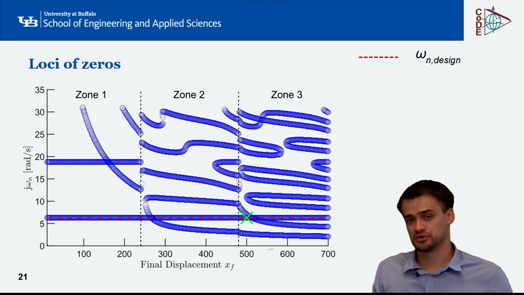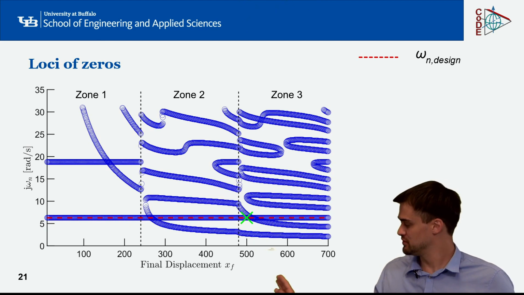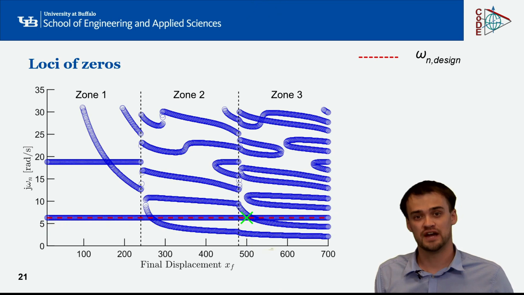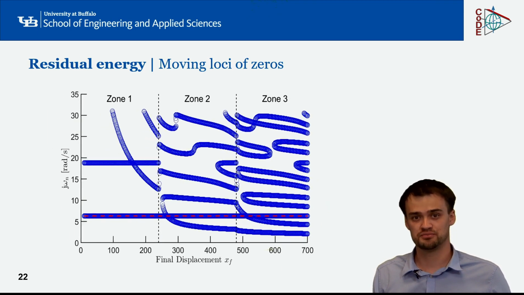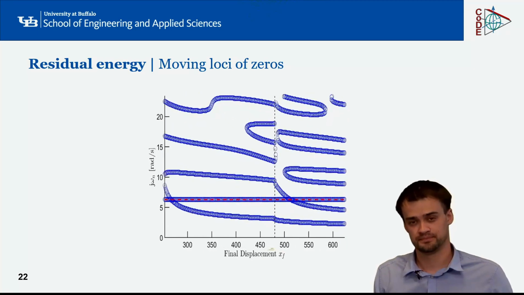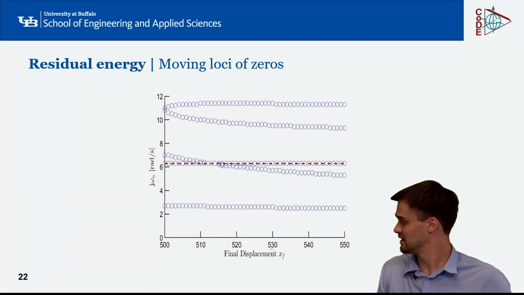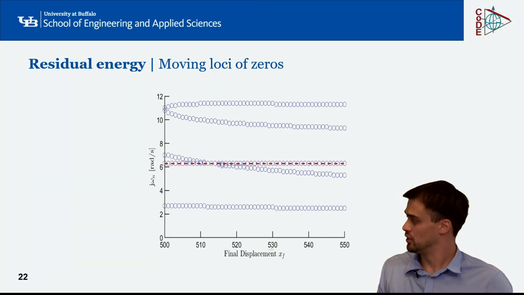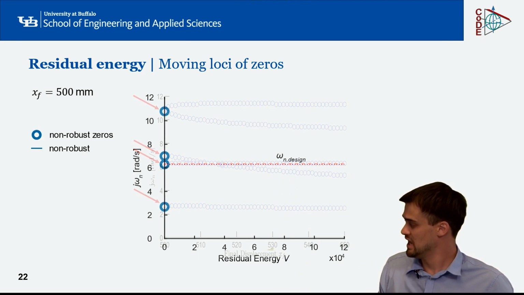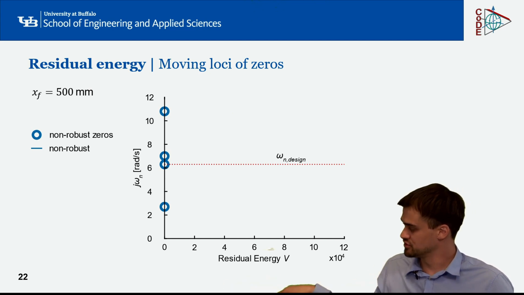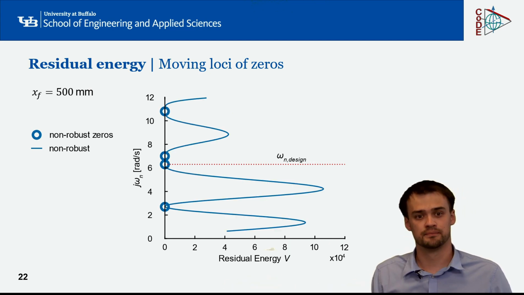Now I would like to make you focus on a displacement which is a little bit before the third zone crossing of the zero, and this is at 500 millimeters. Let me zoom in on this picture. And now I would like to make you focus on those zeros which are highlighted here in red. If I plot, for instance, now the residual energy on the horizontal axis, we get the following plot.